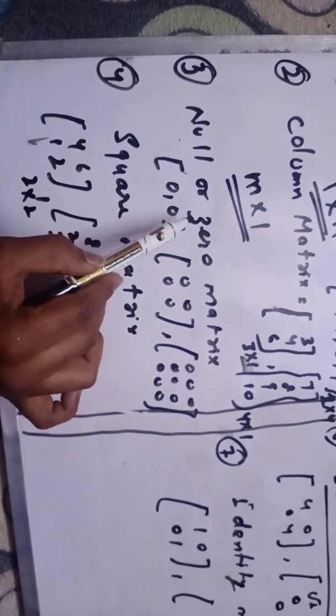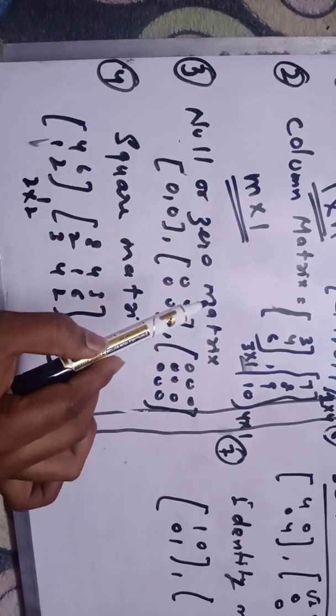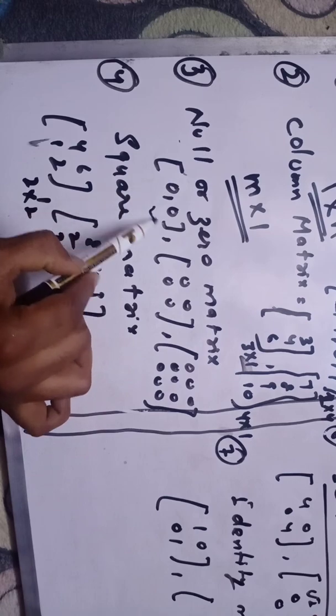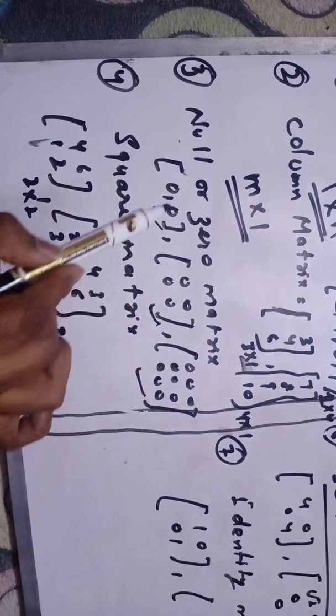After that, there is a null or zero matrix. Null, as from the name we can say, is one in which all the elements are 0. That is known as null or zero matrix. So you can see the example. This one and this one.